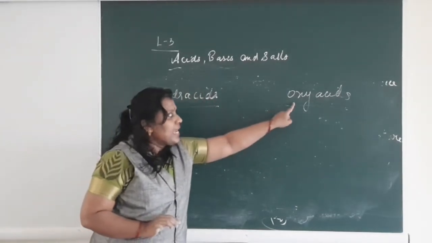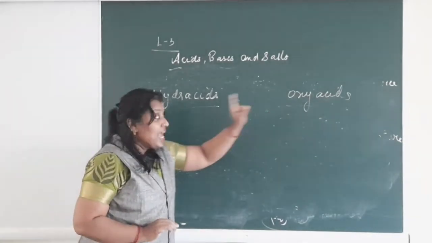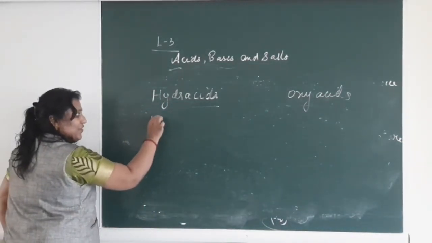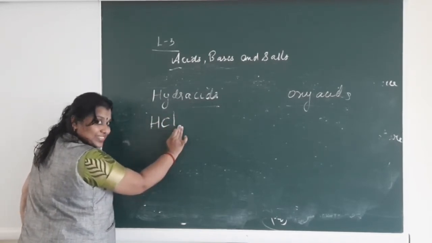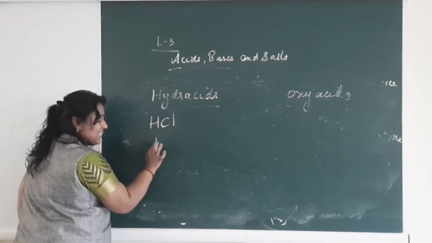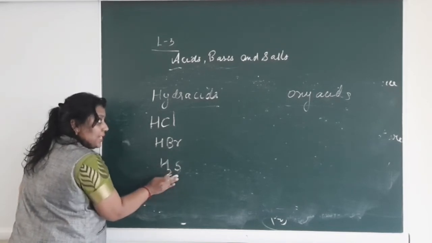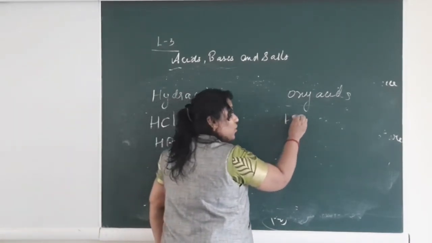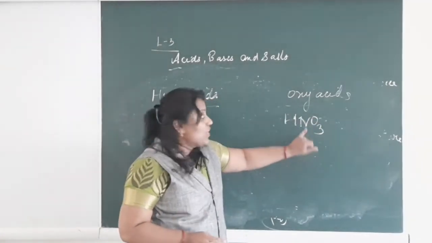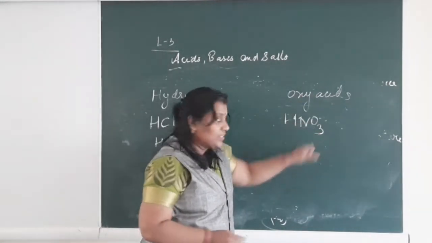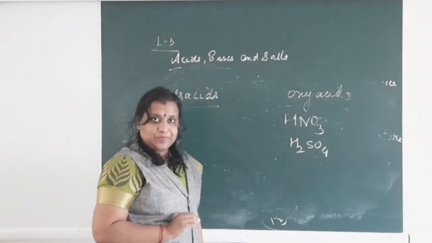Hydroacids and oxyacids. I think you can make a guess what are hydroacids and what are oxyacids. Hydroacids are those which have the hydrogen element in them, no oxygen. This is a hydroacid. This is a hydroacid. This is a hydroacid. But in an acid, when you have an oxygen atom associated with it, we call it an oxyacid. HNO3, it has oxygen. Sulfuric acid, it has oxygen. So these are all oxyacids.